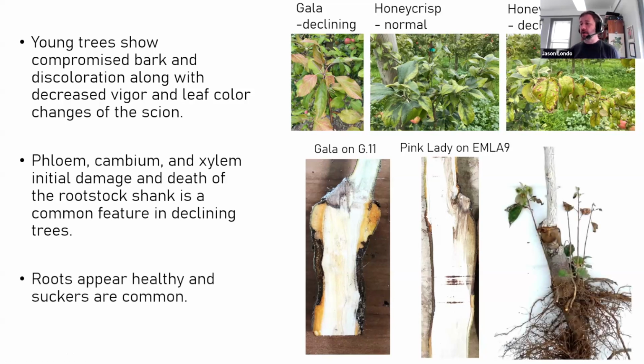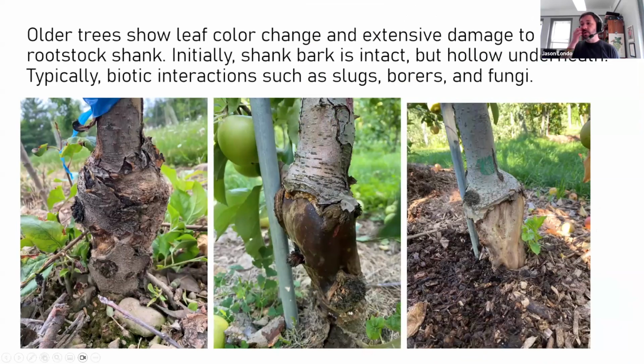These young trees often have very healthy roots and lots of suckers, suggesting that the problem is not coming from below the soil, but between the soil and the graft itself, so the rootstock shank. You can see some of that pictured here. When we look at slightly older trees, we also see the leaf color change and a vigor difference. But if you go down and look at the rootstock shank, you get really extensive bark damage.